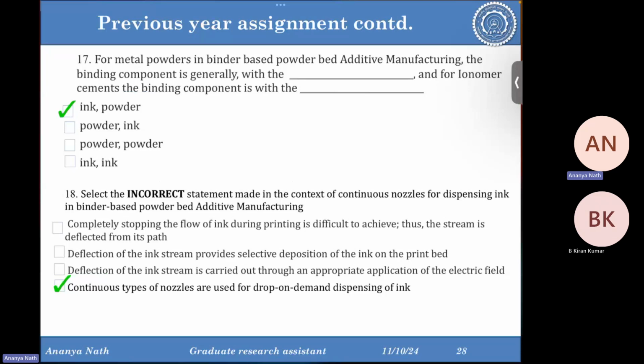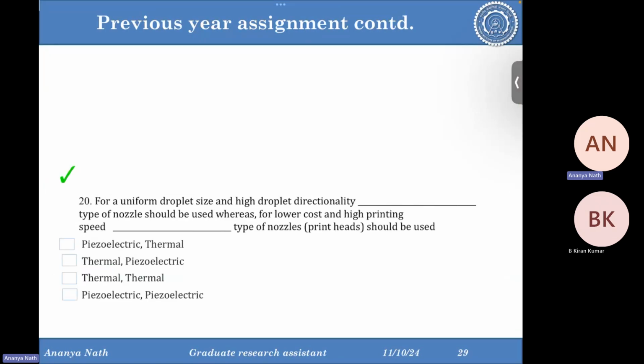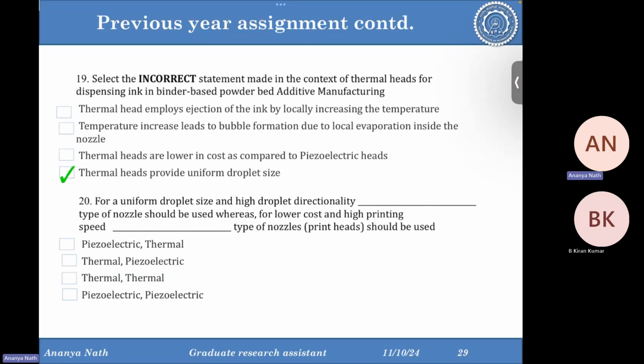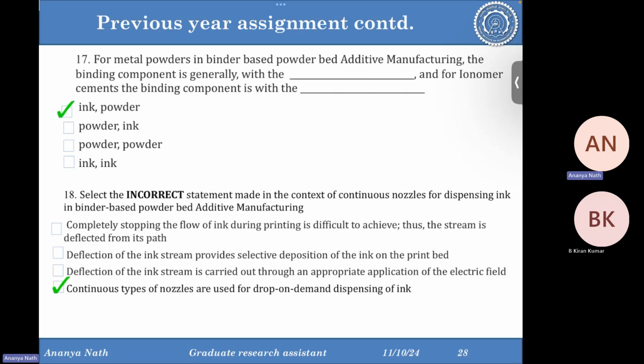Then deflection of the ink stream provides selective deposition of the ink to the print bed, and this deflecting cup arrangement is needed for continuous type only, because in drop on demand, the drop will only come when the voltage source is applied. Otherwise, there is no residue that will come. So deflection of the ink stream is carried out through an appropriate application of the electric field. Select the incorrect one again. Continuous type of nozzles are used for drop on demand. No, obviously, piezoelectric material is used.